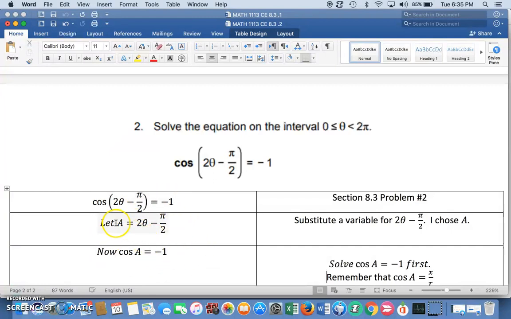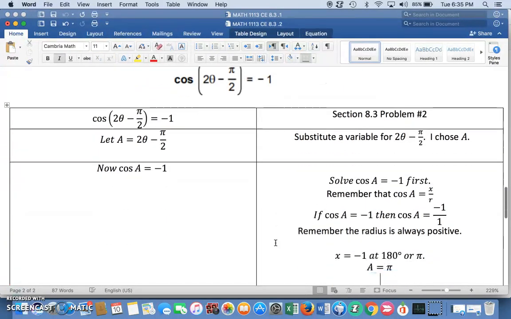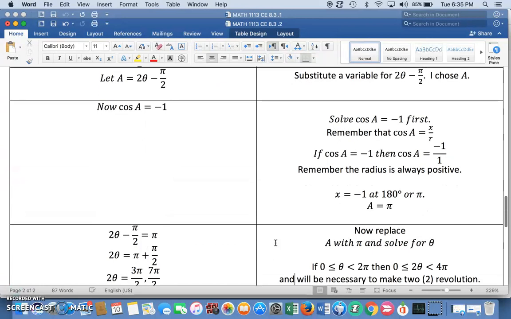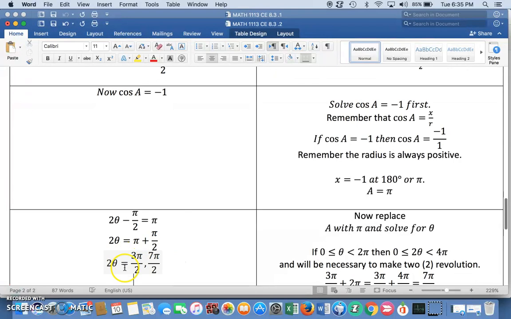Then you come back and you replace A with pi because you found it to actually be pi. So you replace A with pi, and this is what happens. You walk through it. You actually get to 3/2 first. But since that's a 2, you make a revolution around. And a revolution would be 4 pi over 2. And 3/2 plus 4/2 is 7/2. And that's where the 7/2 comes from.